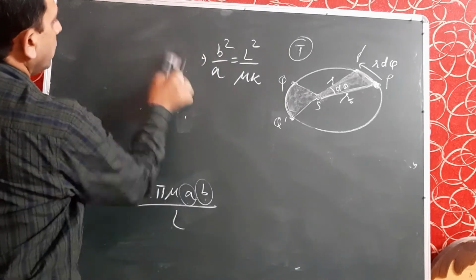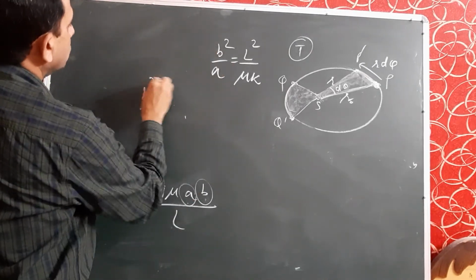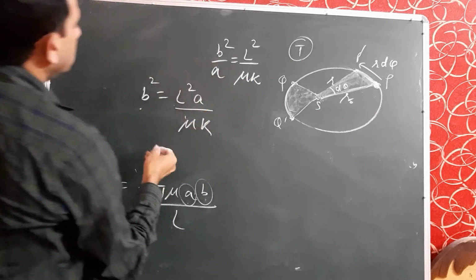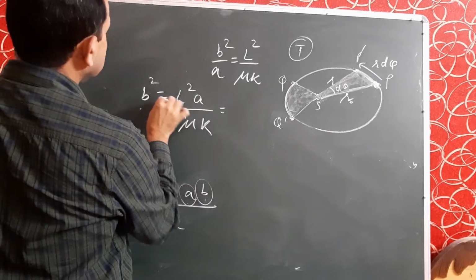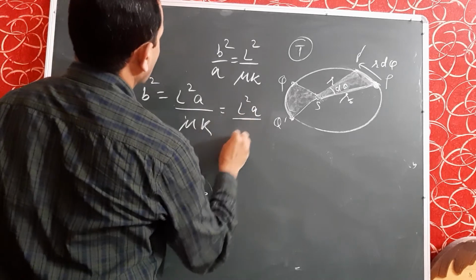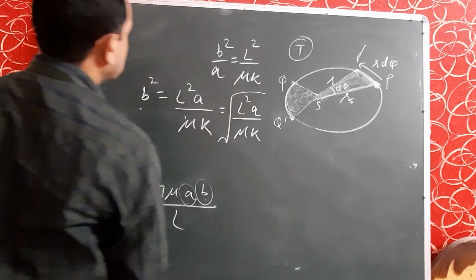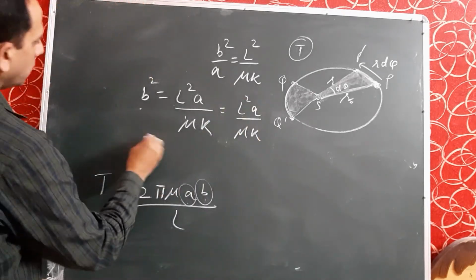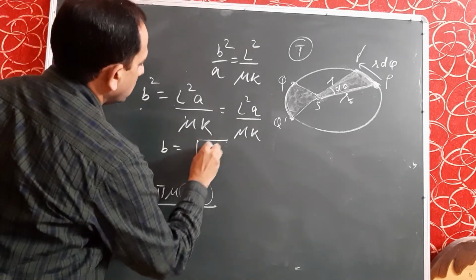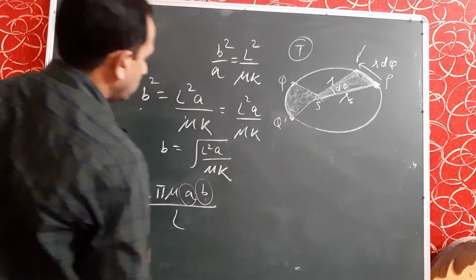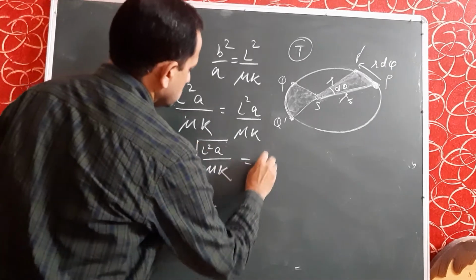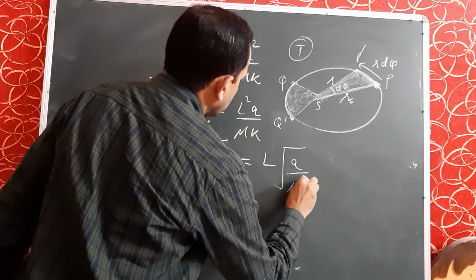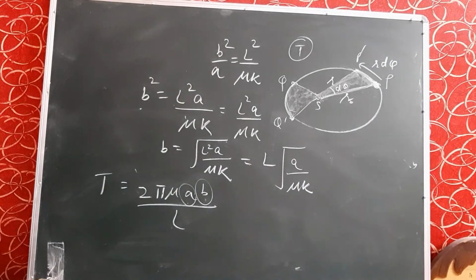So from here you can find the value of b. So b square becomes L square a over mu k, and b is the square root of L square a over mu k. So I will write this b as under root of L square a over mu k, or L is taken common from the square root, it is L under root a over mu k. So this is the value for b.